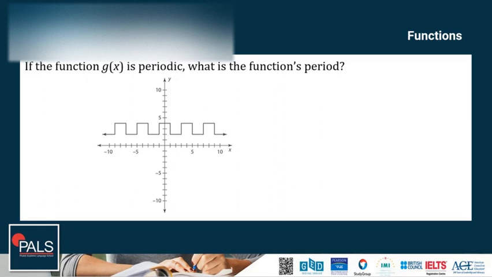Now, what is the interval of the periodic function? What is the interval before the values are repeated? If we look at the graph, the values are repeated at an interval of 4. So it means the period of the function is 4.